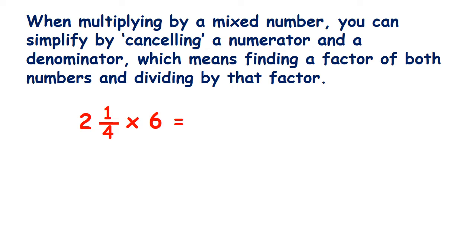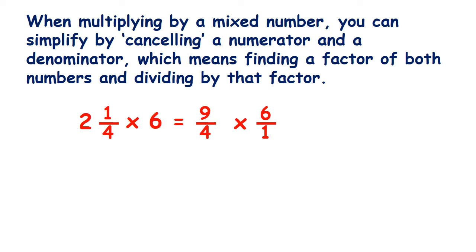Another example about multiplying a mixed number by a whole number, and I'm going to explain here another way to solve it. First step, of course, you have to change the 2 and 1/4 into an improper fraction. 4 times 2 is 8 plus 1 is 9 over 4 times 6, you make it over 1.